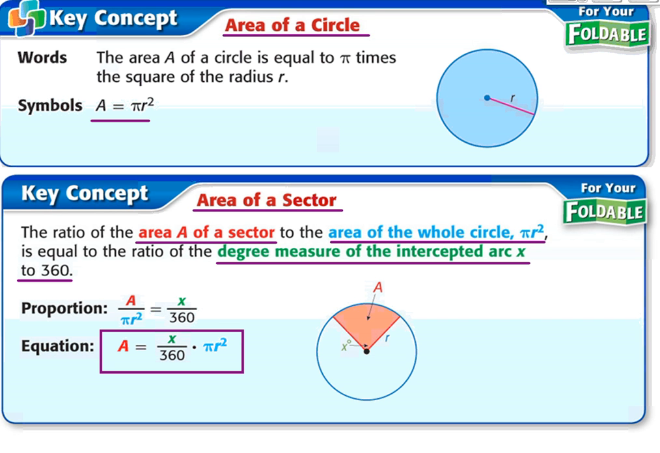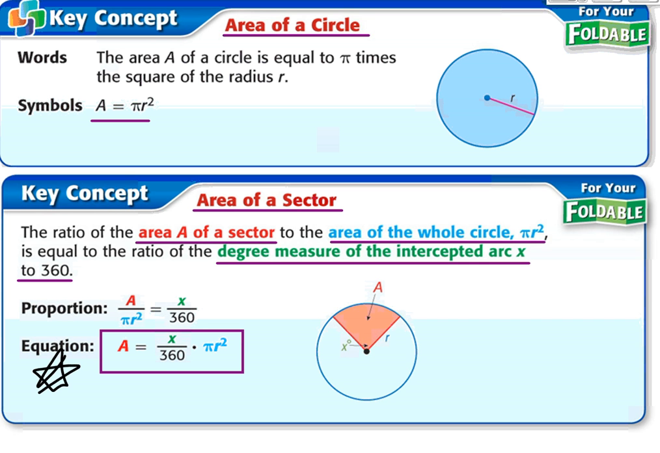Then the area of a sector, and the one that we're going to use is the one I have the little box around. So the area A of a sector is to the area of the whole circle, which is pi r squared, as the degree measure of the intercepted arc x is to 360. So A divided by pi r squared is equal to x divided by 360. And so the equation that we get is A equals x over 360 times pi r squared.